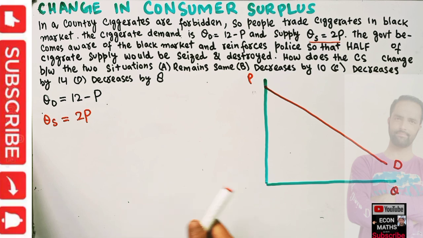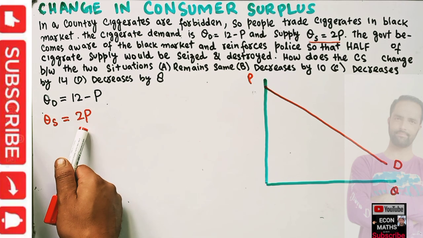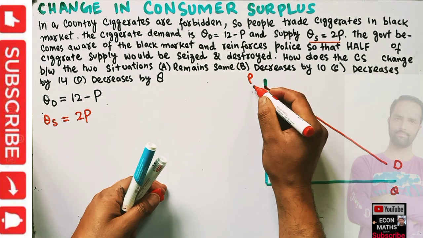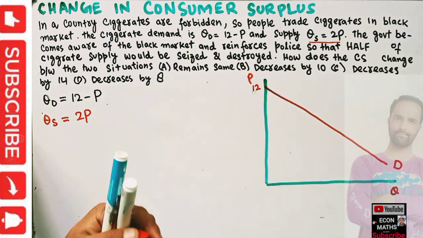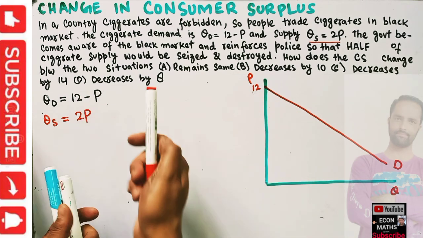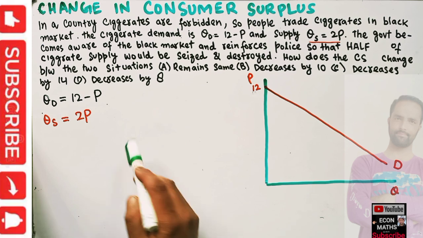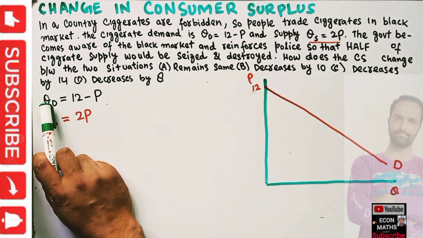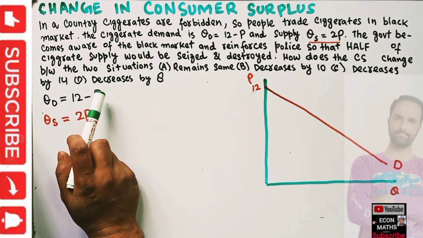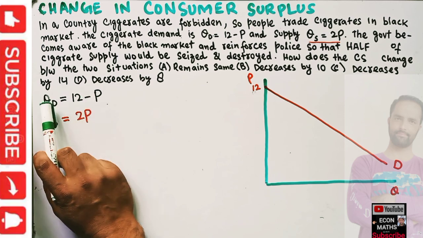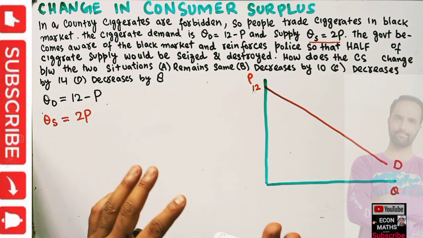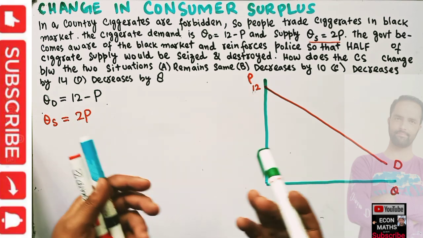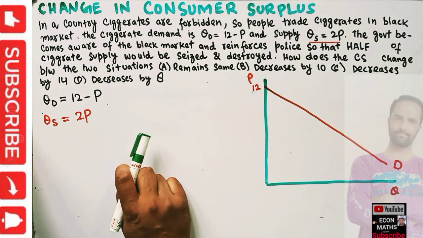So here we have 12 as price. You can easily check how I got this 12. When quantity Q is equal to 0, P will be equal to 12, and when I transpose minus P here, it will become 12. So no worry at all. I hope you are a very capable person.